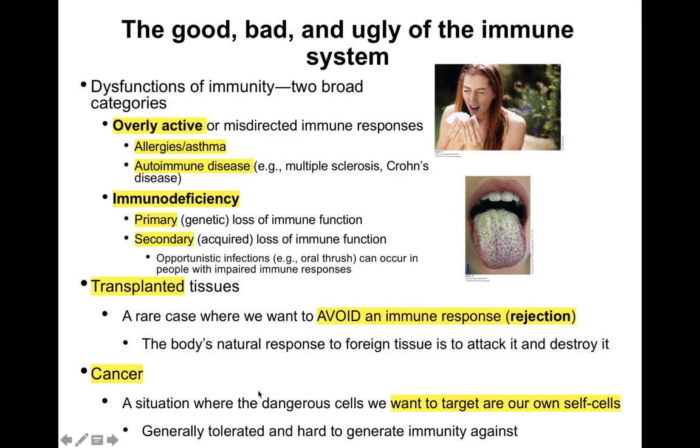So there's cells that are host cells that are now dangerous, and so now we would want to have the immune response target and kill those cells, but they're self cells, so it's hard to do this. We're generally tolerant of self cells, and it's hard to generate an immune response to them. So these are a few examples of where the immune response can be a problem, where it's overactive or underactive given the situation.